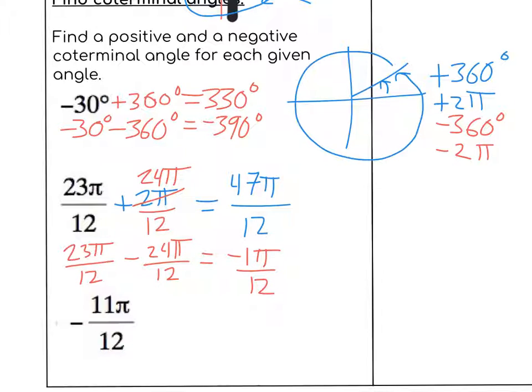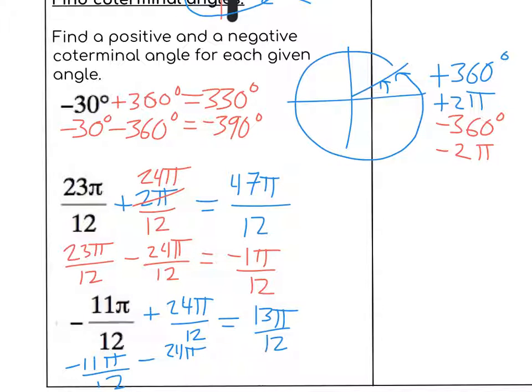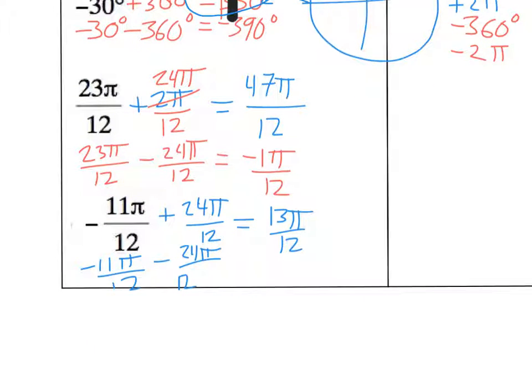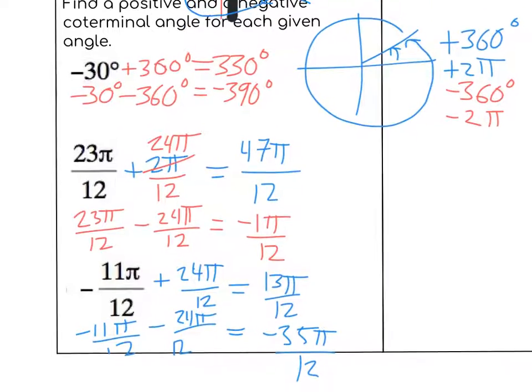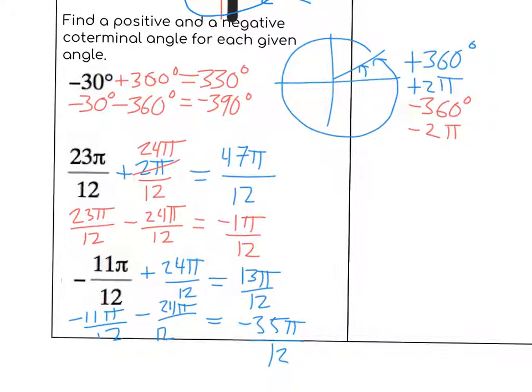The last one, we're doing the same exact thing. I already did the 12th, so let's do 24 pi over 12. That gives me 13 pi over 12. And then if we subtract 2 pi, so negative 11 pi over 12, minus 24 pi over 12, we end up getting negative 35 pi over 12. In all of these cases, we are either adding 360 or 2 pi, or subtracting 360 or 2 pi to get to our answer.